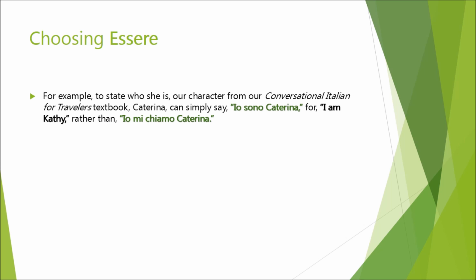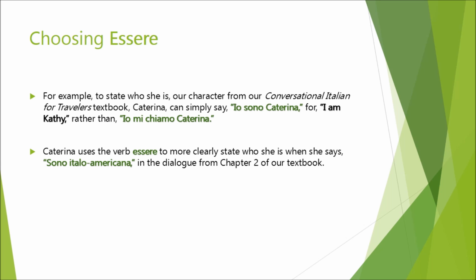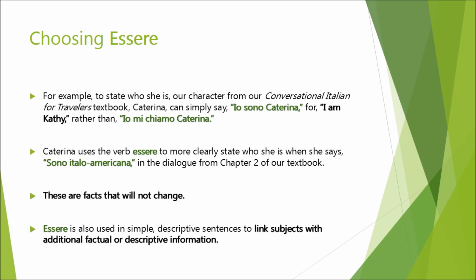For example, to state who she is, our character from the Conversational Italian for Travelers textbook, Caterina, can simply say, Io sono Caterina, for I am Kathy, rather than Io mi chiamo Caterina. Caterina uses the verb essere to more clearly state who she is when she says, sono italo-americana, in the dialogue from Chapter 2 of our textbook. These are facts that will not change. Essere is also used in simple descriptive sentences to link subjects with additional factual or descriptive information.